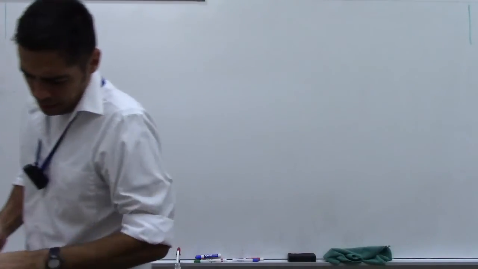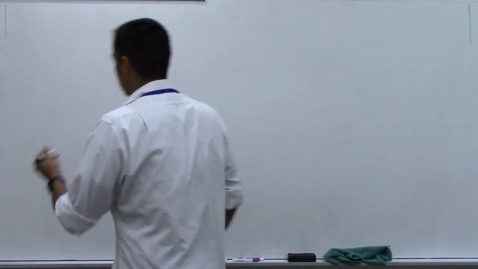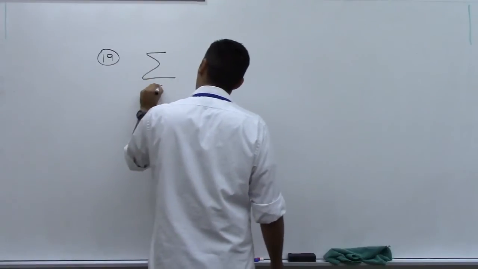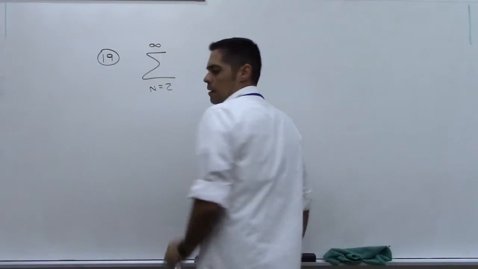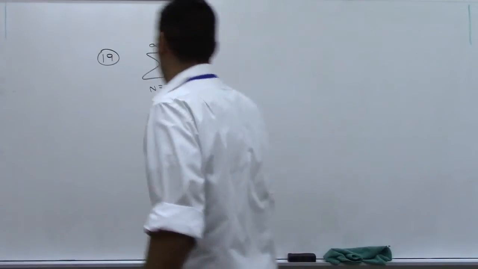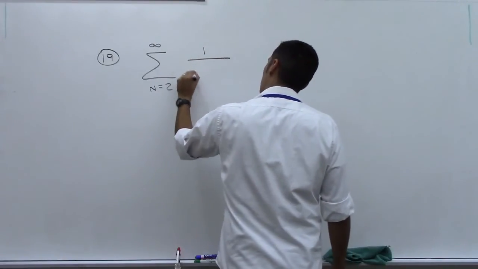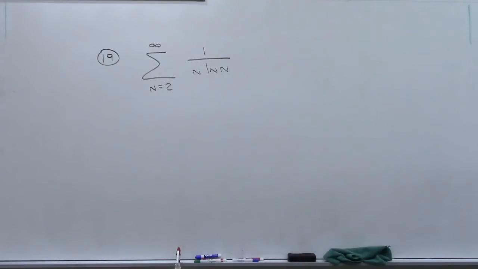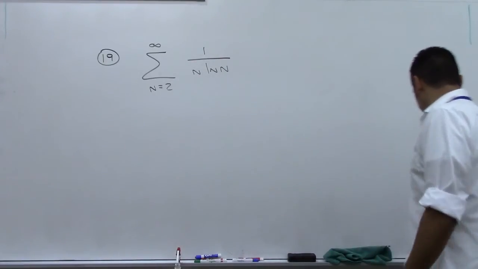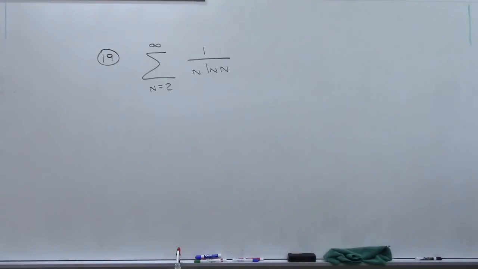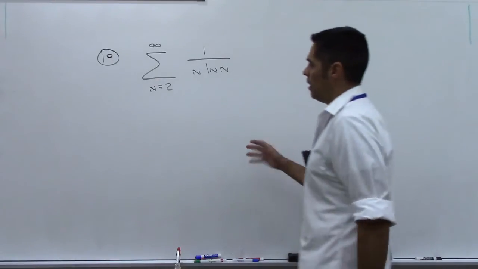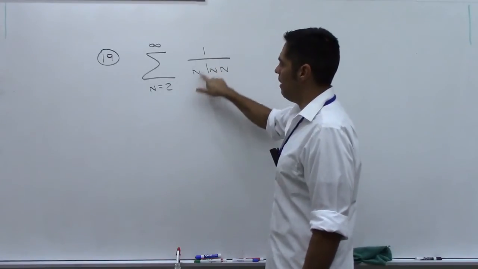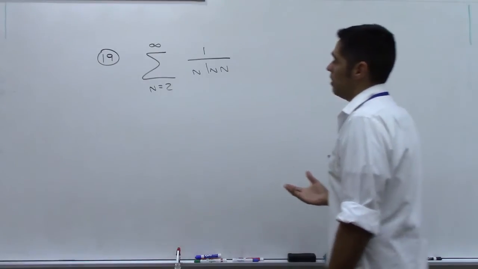So let's see what we've got here. Sum n equals 2 to infinity of 1 over n natural log n. All right, well, I see something right away. I see that if this were an integral, the derivative of natural log of n is 1 over n, which I have right here. So I'm already starting to think integral test.